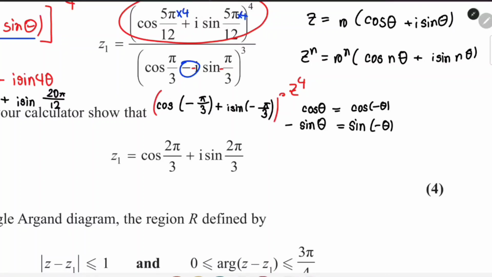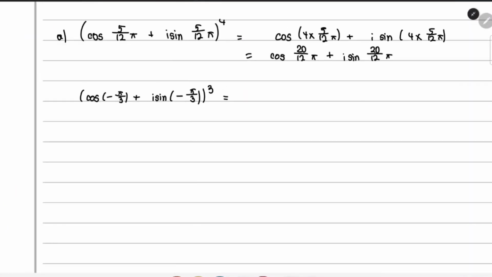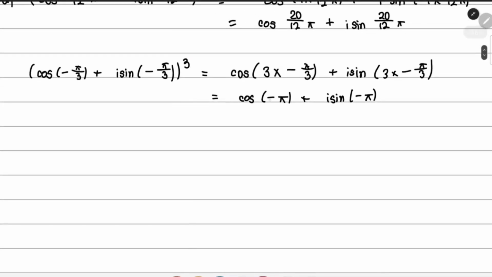And then we raise this to the power of 3. So we get this expression. So now we get cos 3 into minus pi by 3 plus i sine 3 into minus pi by 3. I just get cos minus pi plus i sine minus pi. Since we know the exact value of cos minus pi and sine minus pi, we can just calculate this. Cos minus pi is minus 1, whereas sine minus pi is 0. So we have i times 0. This is just minus 1.